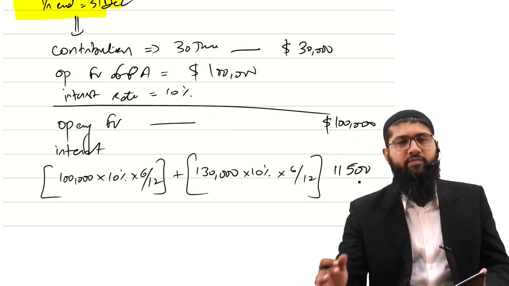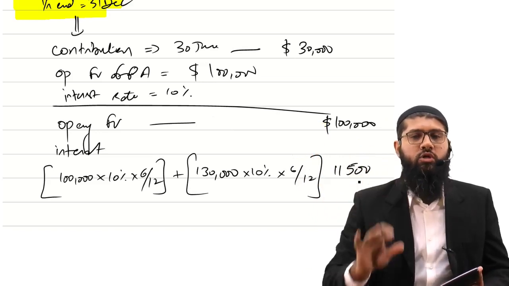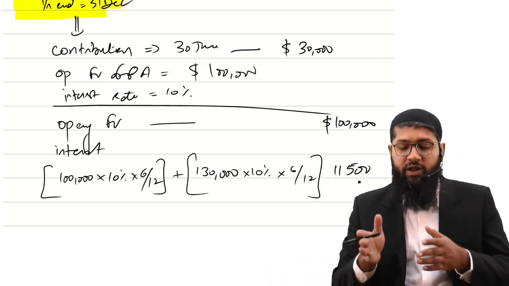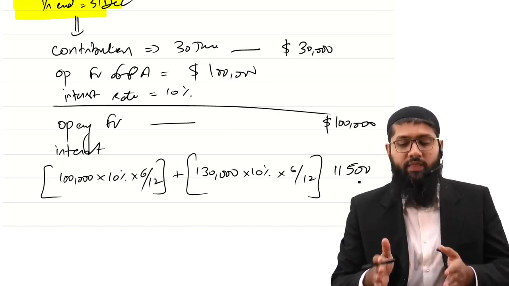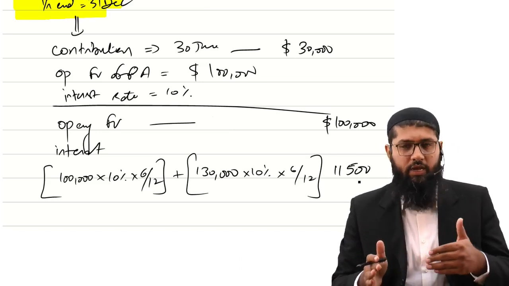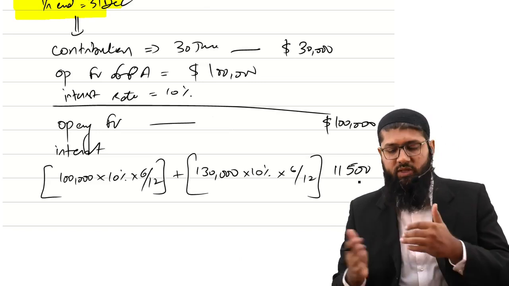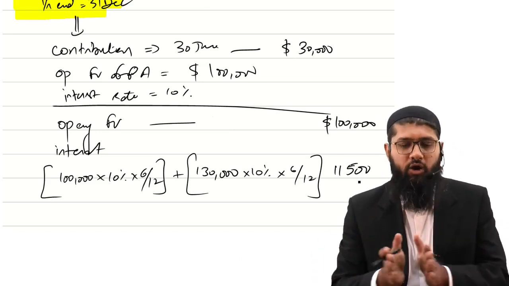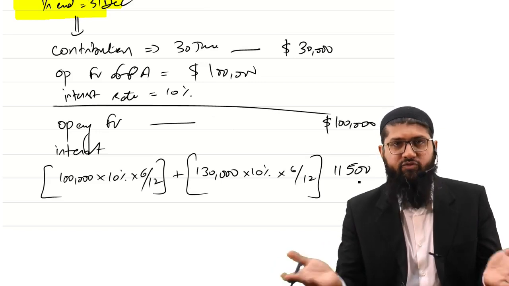Under normal circumstances, we just apply 10% on the 100,000. But here you won't do it this way. You would rather go for 100,000 for 6 months and 130,000 for the remaining 6 months. That's how you are going to account for it, and this is how the treatment is going to be.